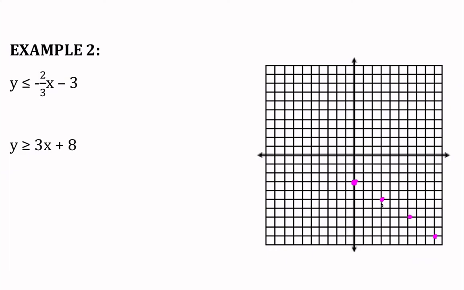Okay, so let's talk about whether we want a solid or a dotted line. So I look at my symbol, I see the solid line underneath, so I know I'm going to use a solid line. So use your straight edge and draw a solid line that goes through those points.